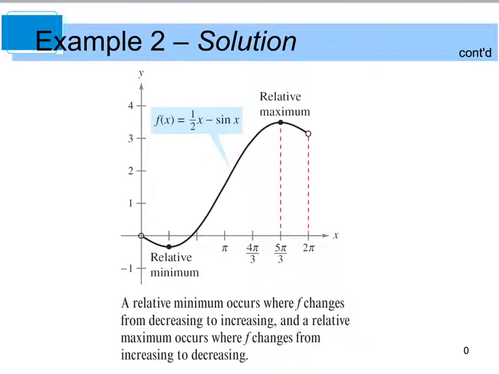And here's the graph that will confirm what we just found. We have a relative minimum at pi over 3, which is right here. We have a relative maximum at 5 pi over 3. And when we look at our graph, it confirms what we were able to solve for algebraically.